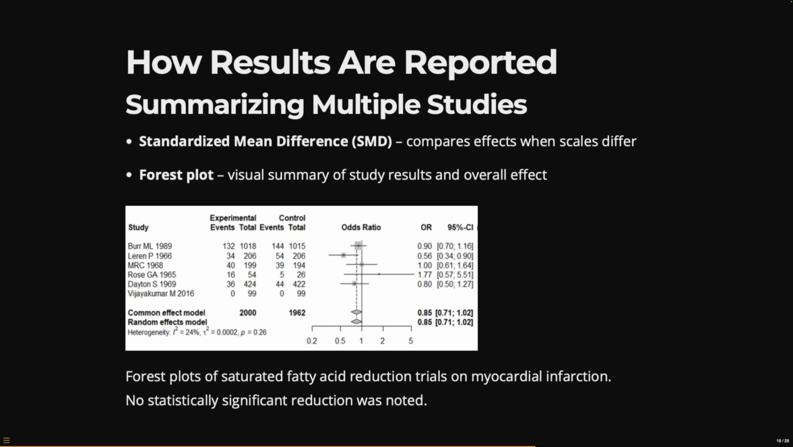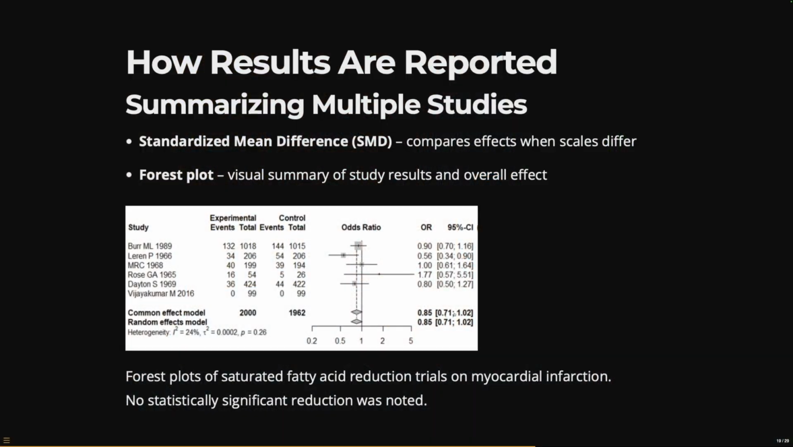This is from a meta-analysis on saturated fat restriction for cardiovascular disease prevention. Okay. Pretty recent one. And this one here is just showing the forest plot for saturated fatty acid reduction trials on myocardial infarction, heart attack. And you can see there are only 6 trials. Overall, when you combine them, there's no statistically significant effect of reducing saturated fat. But like I said, don't take this at face value.